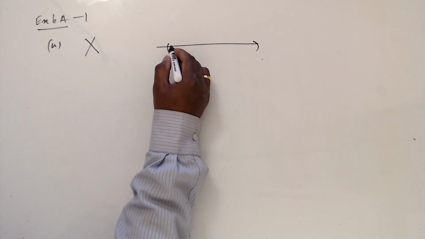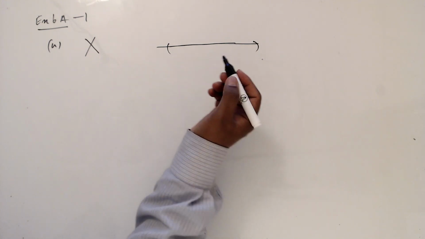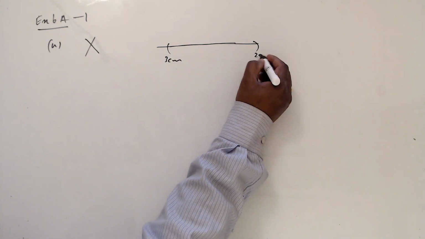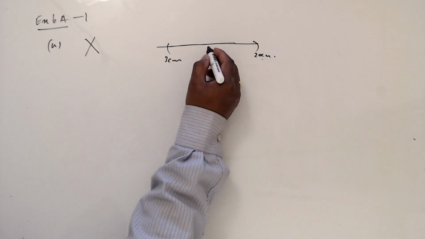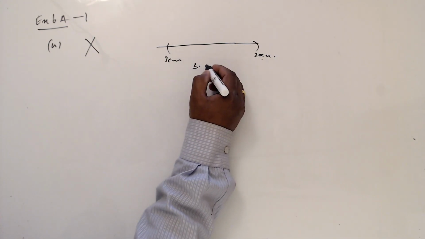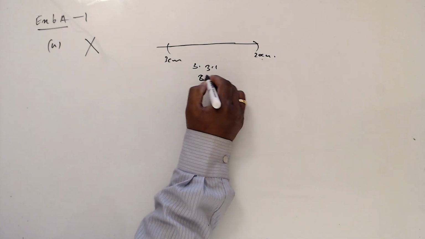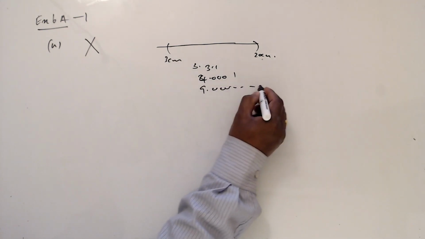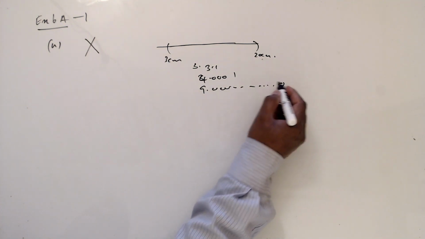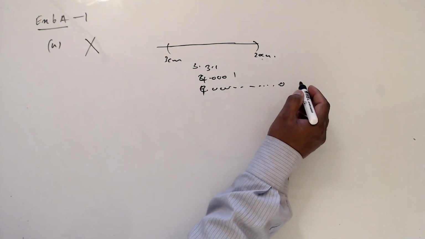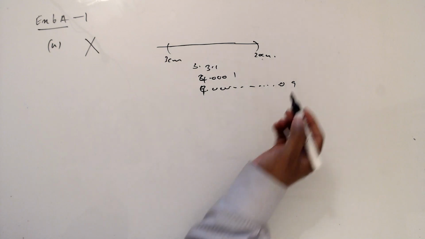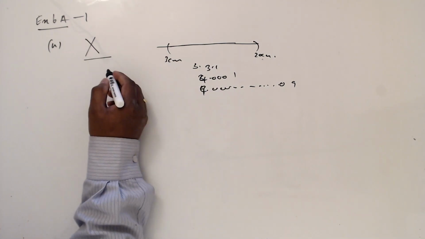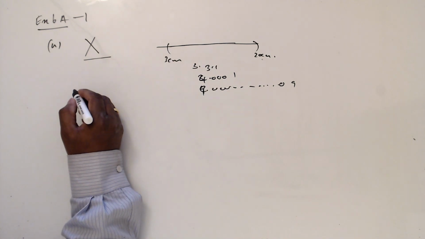we can take any number. Assume the minimum is 3 cm and the maximum is 20 cm, then we can get 3, 3.1, 4.001, 4.0000, 4.9, likewise any number we can pick. So this variable x is continuous, not discrete.